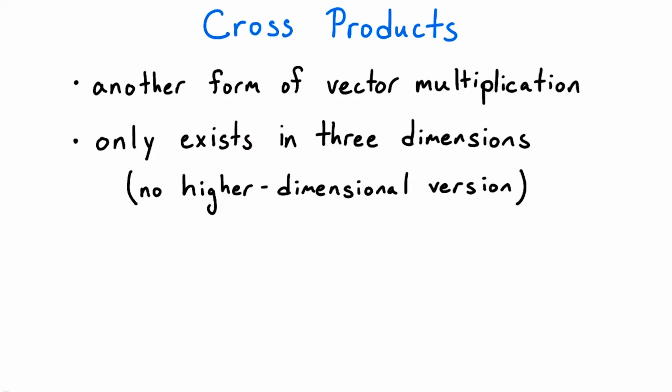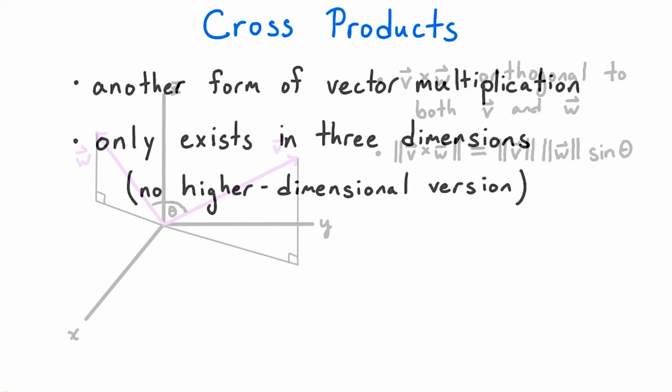There is a second notion of vector multiplication that is common, especially in the context of engineering, physics, and computer graphics. This product is the cross product. The cross product is very useful in three-dimensional linear algebra, but it does not have a generalization to higher dimensions.